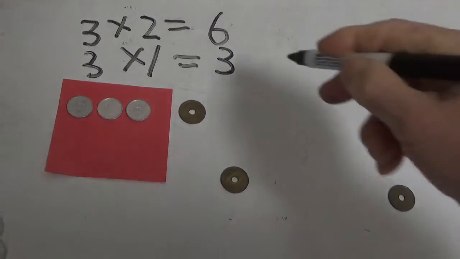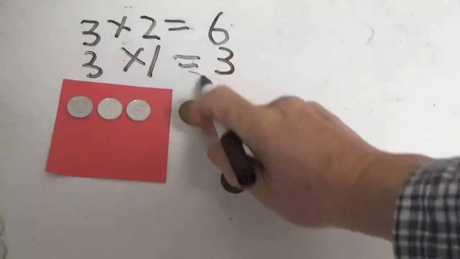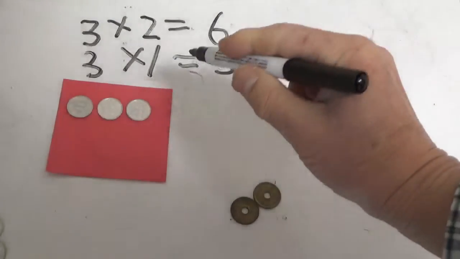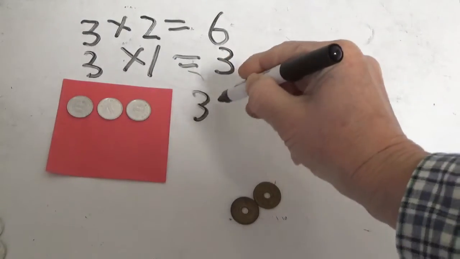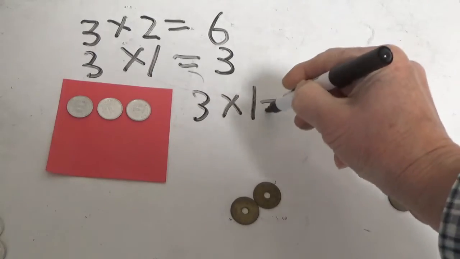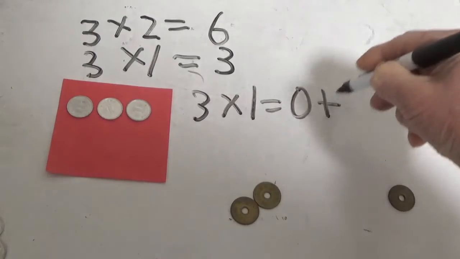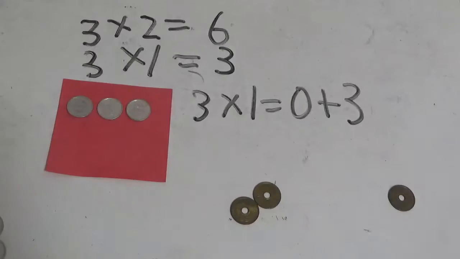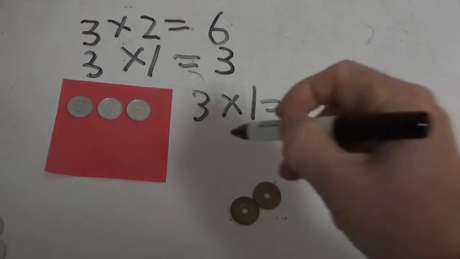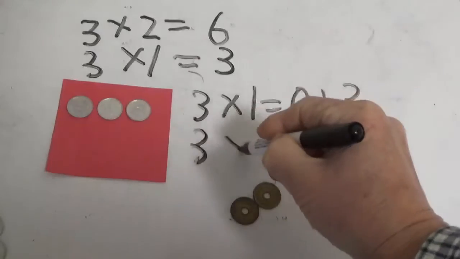So 3 multiplied by 1 is adding 0, 3 once. How do you think about it?